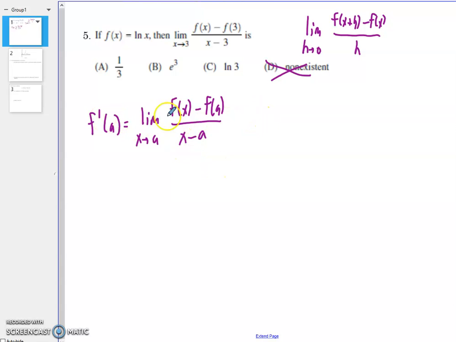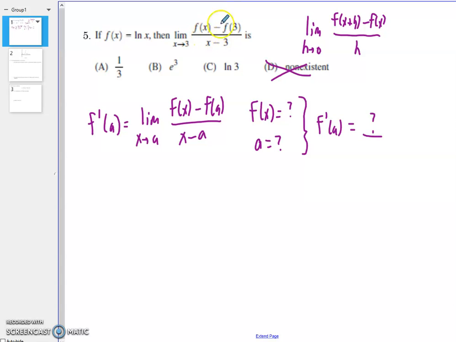And so your job here, when you see an expression like this, is to identify the function. We're going to identify a, and then put these together and take f prime and plug a in, and you get a number. And that's what this is asking. The answer to this is going to be one of these three numbers.